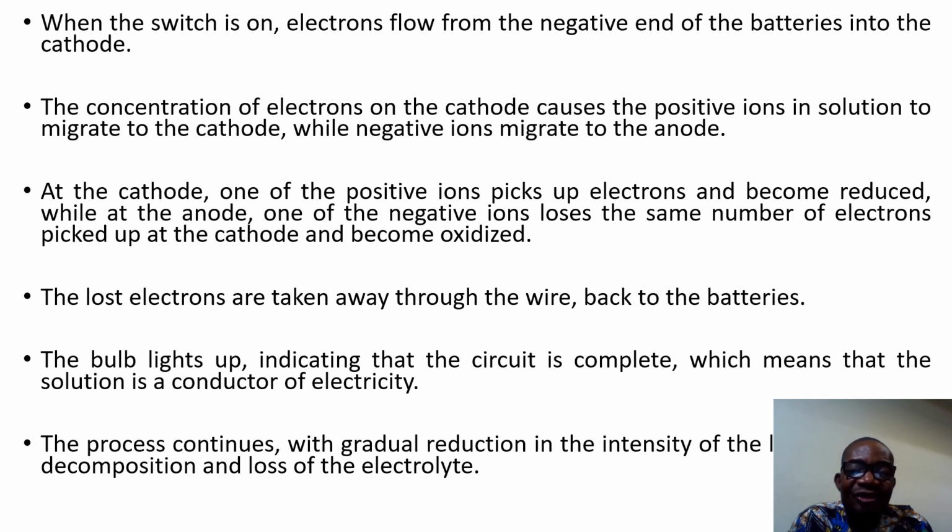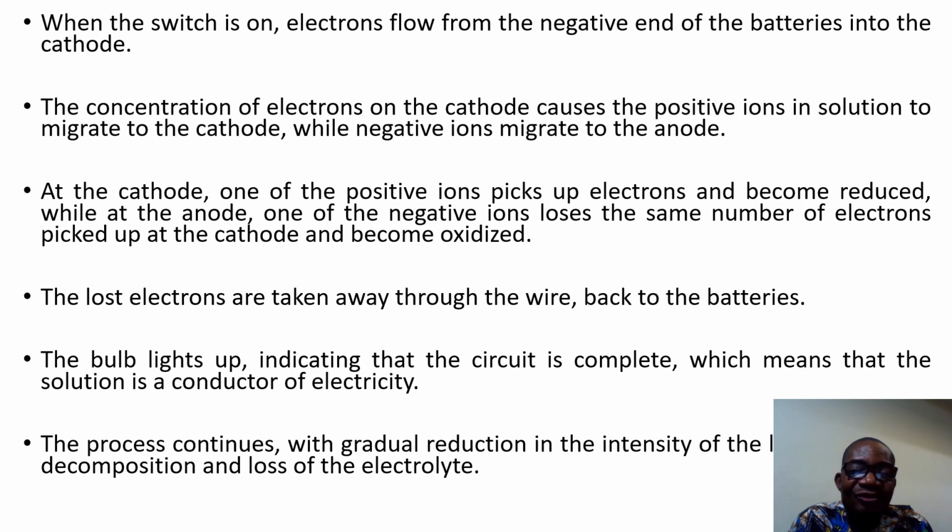At the cathode, one of the positive ions picks up electrons and becomes reduced. That's what happens at the cathode. We have some positive ions at the cathode. They pick up the negative electrons that migrated and they become reduced. Reduction is gain of electrons.